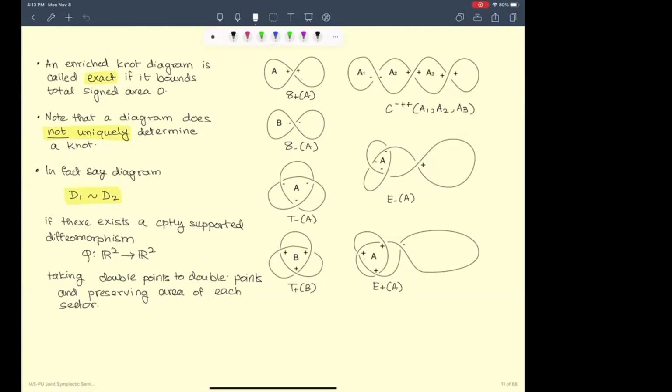Okay, so this is the same as them being Hamiltonian isotopic? Yeah, like the projections being Hamiltonian isotopic, and the heights only matter up to the signs. Like you can't change the crossings.